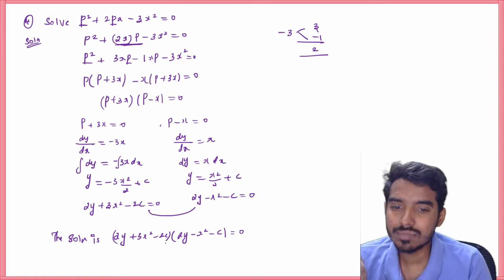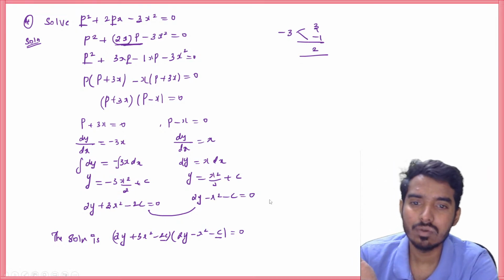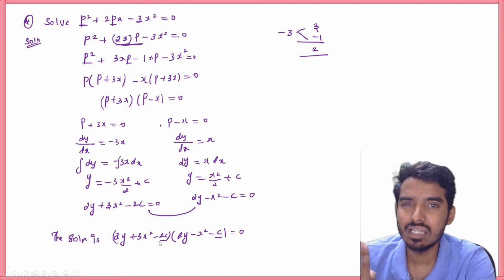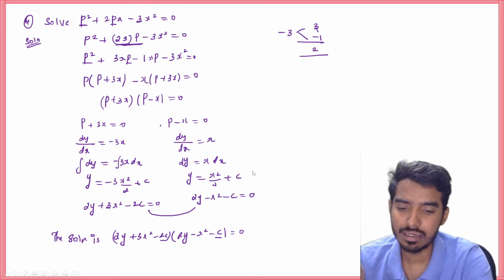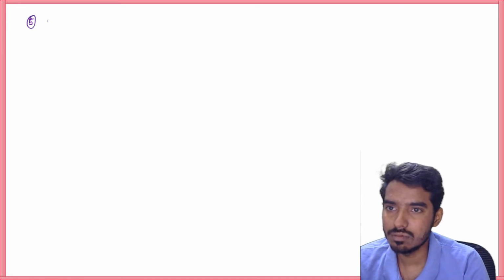Instead of this 2c, instead of this minus c, you can also put some c, right? All these are constants only. So you can also put it as some c. Instead of 2c, you can also put some c. All these are arbitrary constants. Problem is solved.